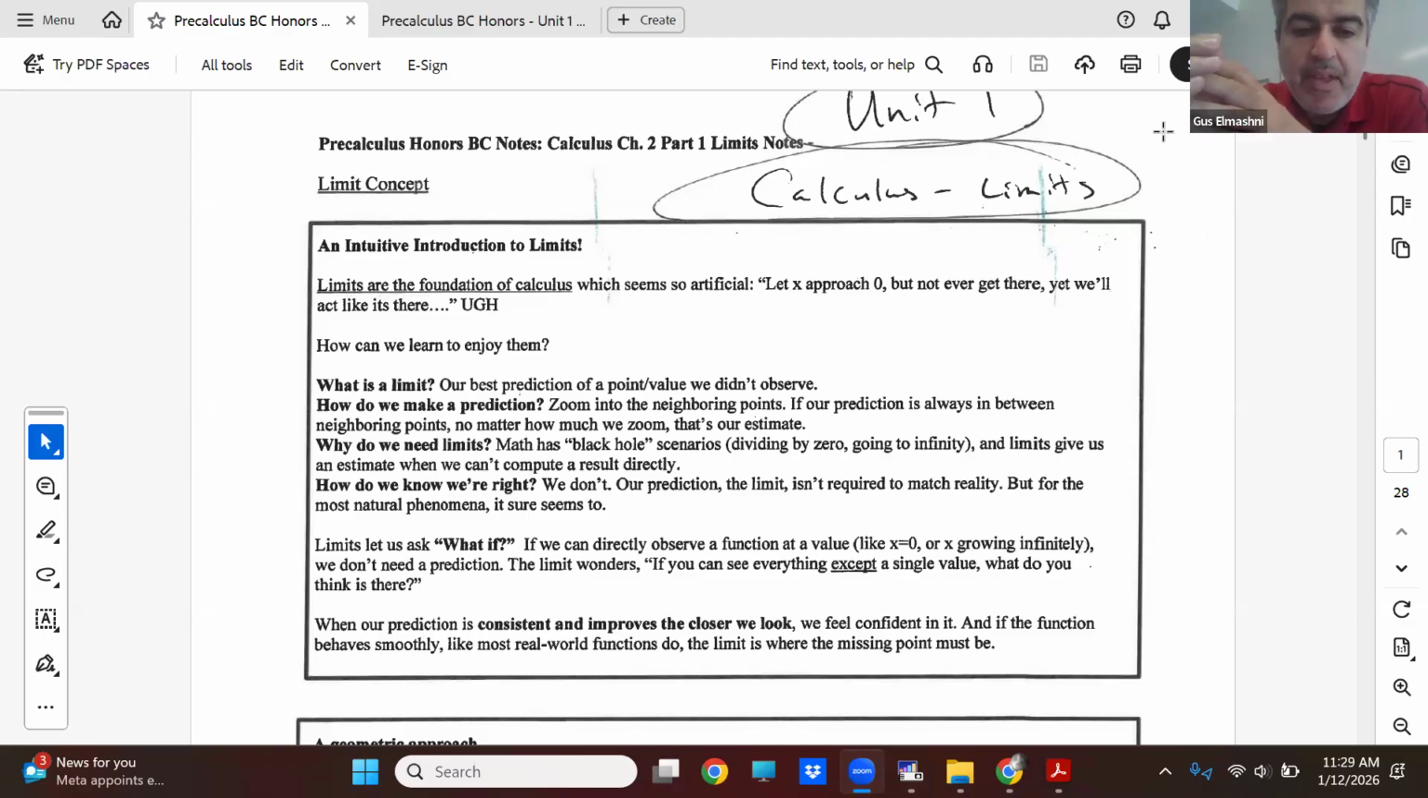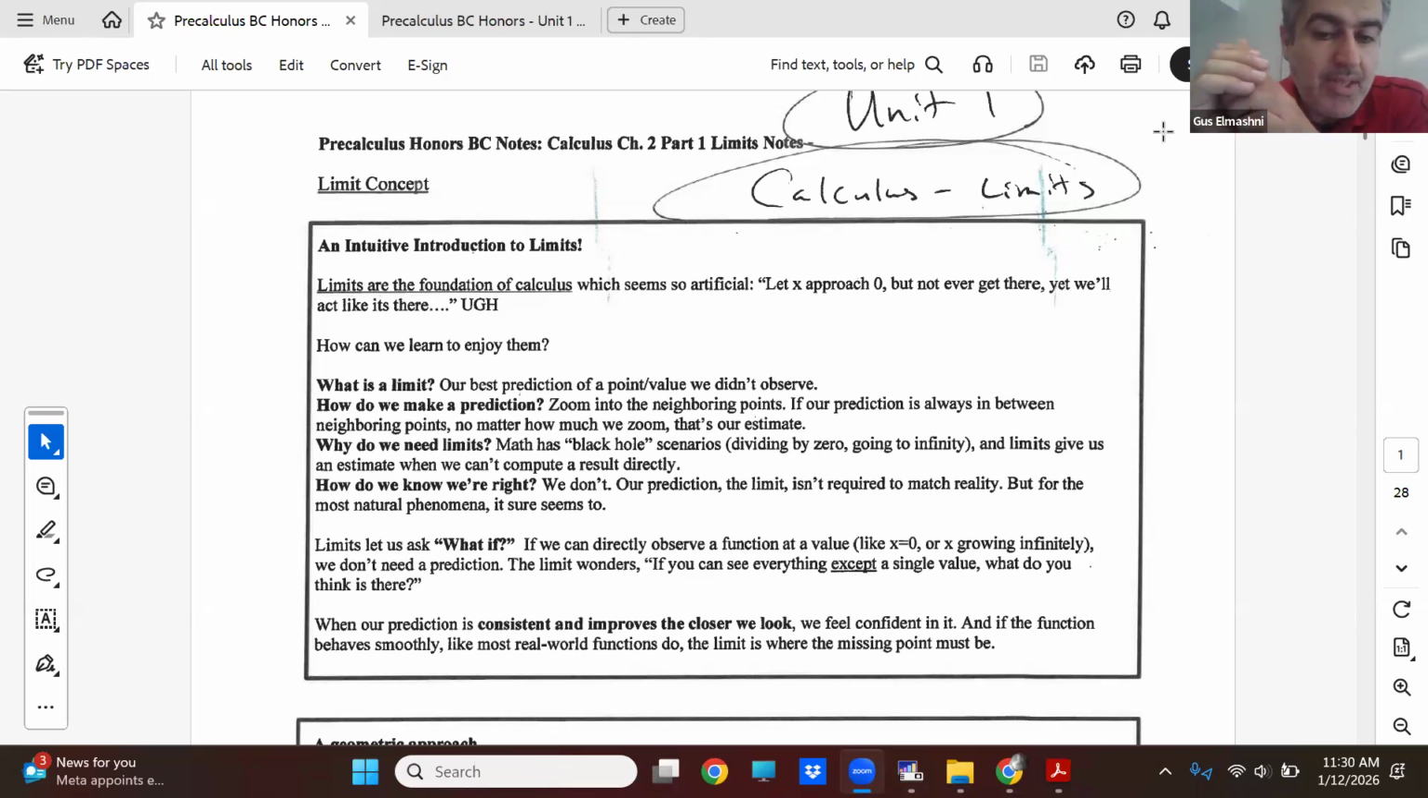estimate the limit. Limits ask us what if we can't directly observe a function at a value like x equals 0, or x is growing infinitely. If we can directly observe it, we don't need a prediction. The limit wonders, if you can see everything except a single value, what do you think is there? What do you think it's approaching? Like horizontal asymptotes, right? We don't know exactly what it's going towards because it just gets closer, like say y equals 2 or something like that.